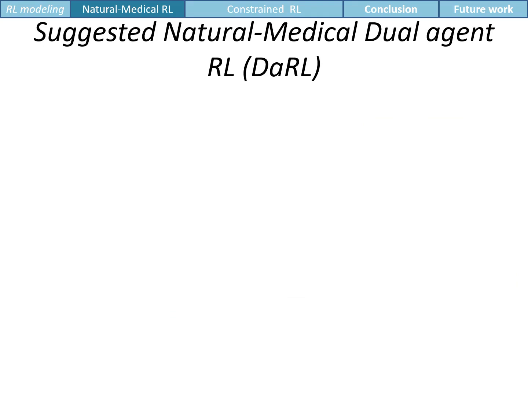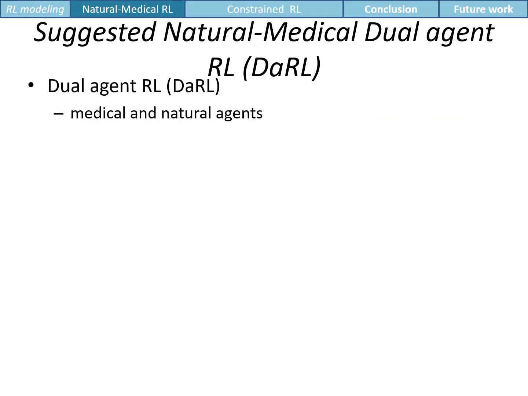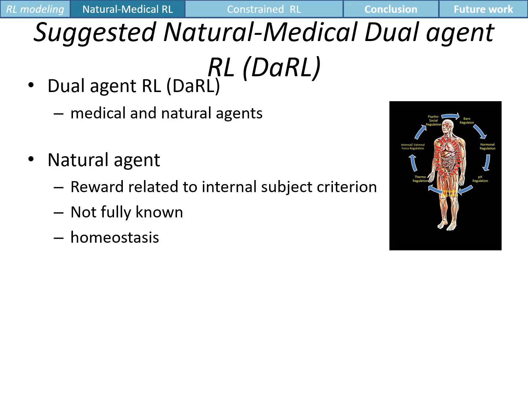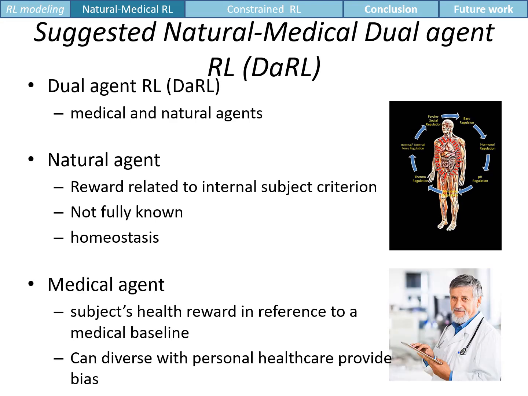The suggested natural medical dual agent reinforcement learning includes both agents. Again, for the natural agent the reward is related to the internal subject return, as we saw before. It is not fully known, and it is sometimes based on the biological principle of homeostasis. The medical agent is related to the medical system. It can be related to the healthcare provider, and the reward is in reference to a medical baseline.